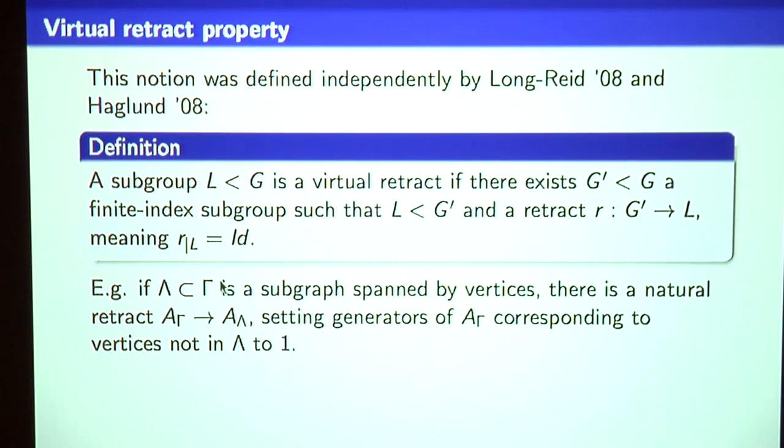So what's an example of a retract? Well, if I take a graph and I take a subgraph that's spanned by its vertices, so you take a subset of vertices and take all the edges that connect those vertices, that's a spanned subgraph. Then there's a natural retract from the Artin group on the larger graph to the Artin group of the subgraph, just by setting the generators which are not in that subgraph equal to 1.